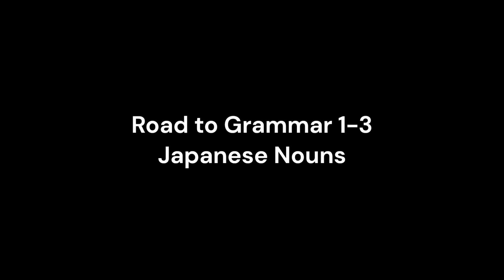Grammar 1-3, Japanese Nouns. Nouns are a fundamental part of language, used to identify people, places, things, and concepts. English and Japanese are two languages with different approaches to nouns, with each language having its own unique rules and structures. In this lesson, we'll explore some of the key differences between English and Japanese nouns.